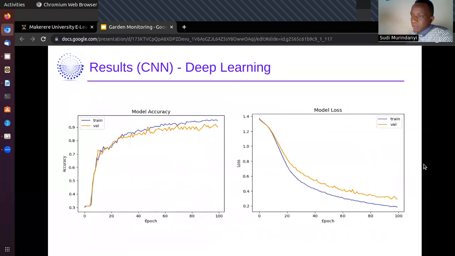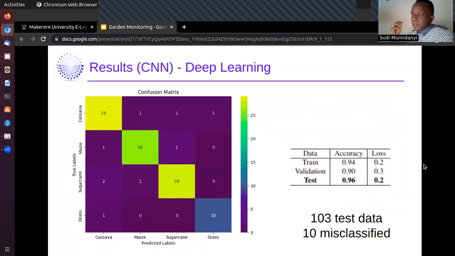So this is how the model performed. It also performed nicely. You can see the loss curve and the accuracy curve really performed well. We can see that for that model, it got 96% on the test set, with only misclassifying 10 images from 103 images in the test set, and a loss difference of 0.1 between the test loss and the train loss, which wasn't that bad.